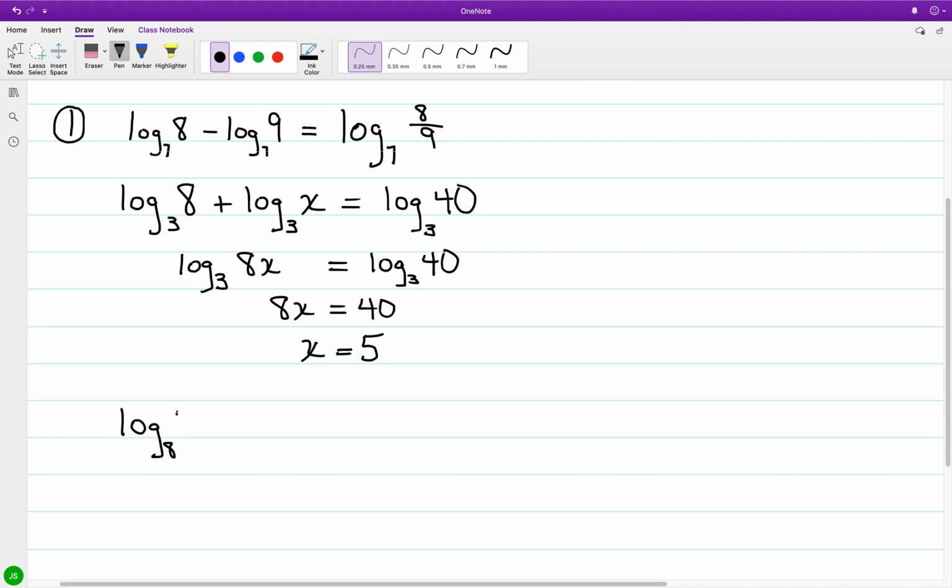And now for the third part, we have a base 8 logarithm of 32 is equal to 5 times the base 8 logarithm of a missing value, and I'll just say I have x.